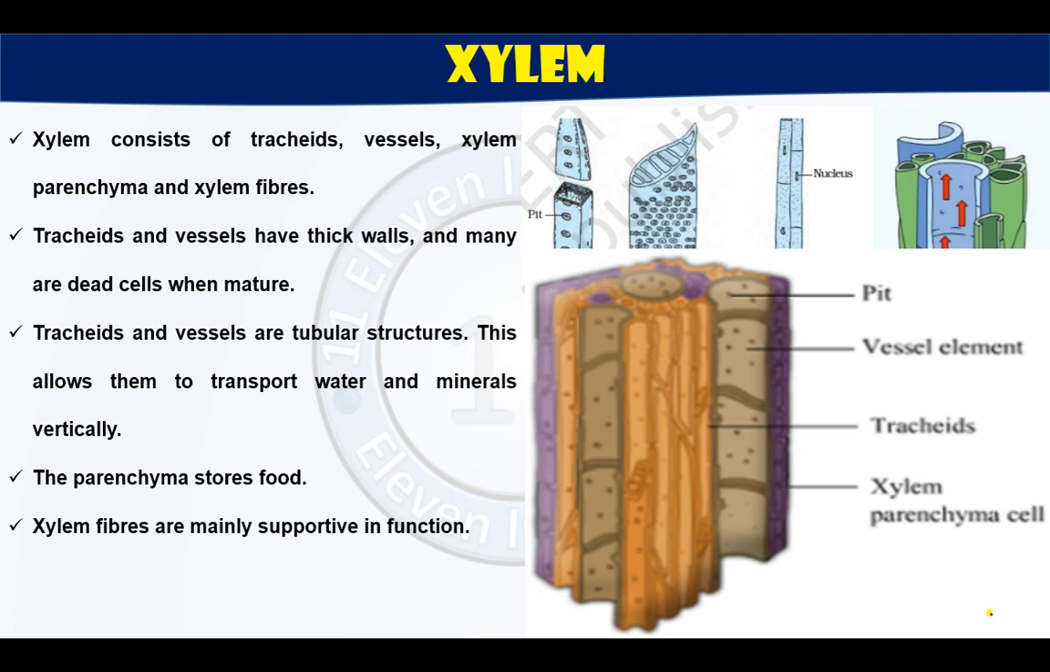Alright, I hope you have written this. So there are four types of cells. Be very much clear about it. Moving ahead.